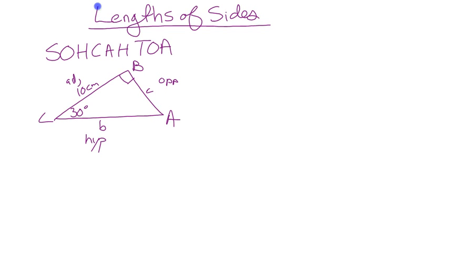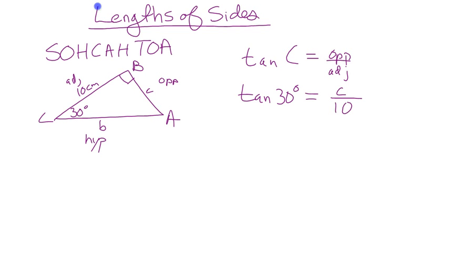Okay, so if I want to find little c, then I'm dealing with opposite and adjacent and the 30 degrees. Which ratio relates opposite and adjacent? Tangent. Okay, so we would go tan of angle C is opposite over adjacent. The tan of 30 degrees is equal to little c over 10. So little c is 10 times tan 30.